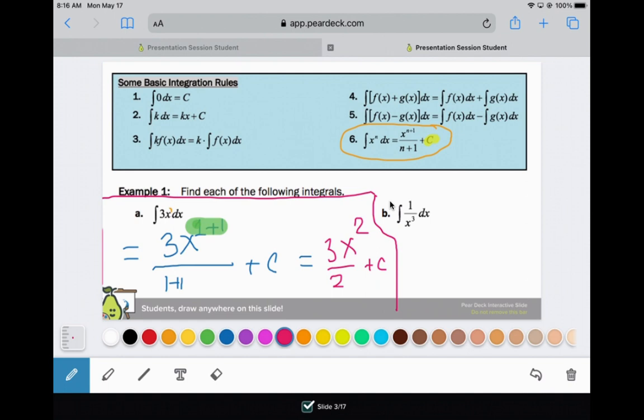Okay, I know this is new and sounds like a lot of steps. It's not. We're going to practice. We're going to spend today and next day practicing this. So right now, the steps: Step number 1, I add 1 to the exponent. Step number 2, I divide by that new exponent and then plus c. Questions for me?